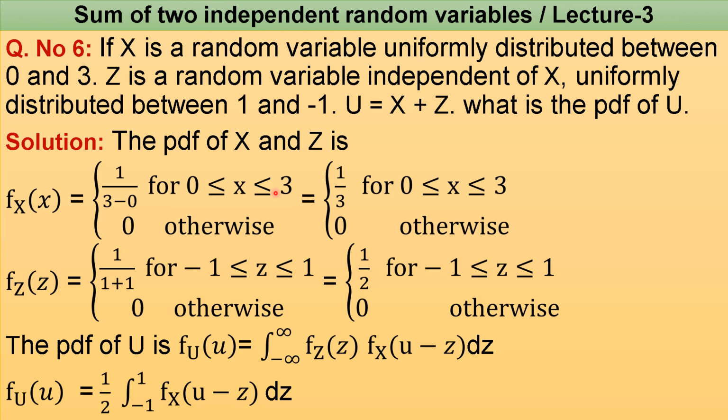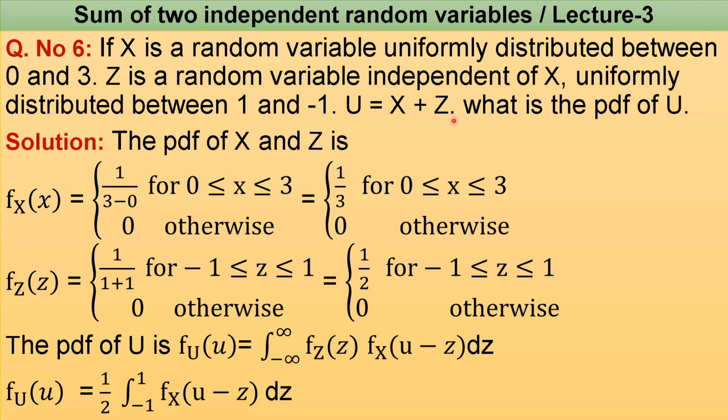If x is a random variable uniformly distributed between 0 and 3, z is a random variable independent of x uniformly distributed between 1 and -1, and u is the sum of x and z, u is x plus z. What is the probability density function of u?